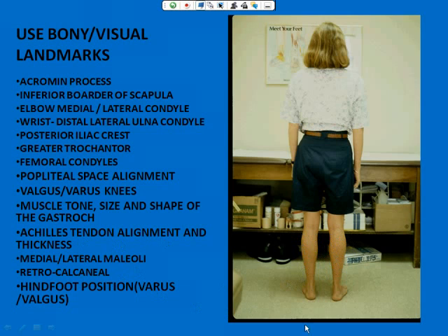Achilles tendon and thickness, I want to look to see the thickness of the Achilles tendon, any bony prominence in the retrocalcaneal area, any thickness, anything that looks abnormal from this state.